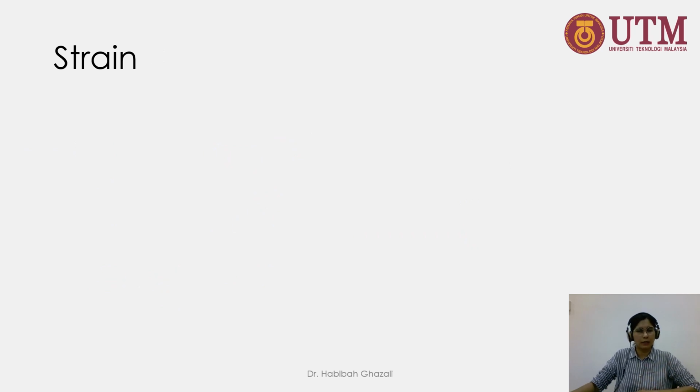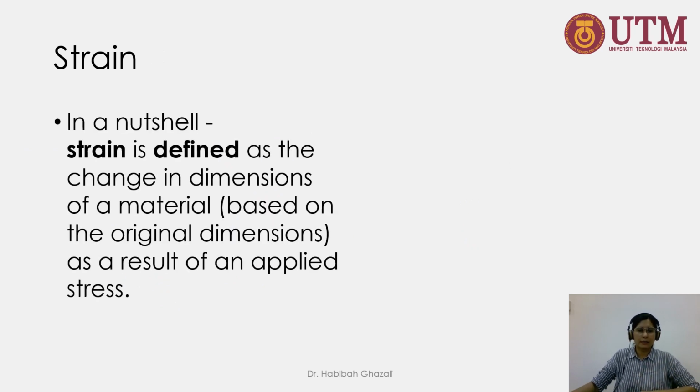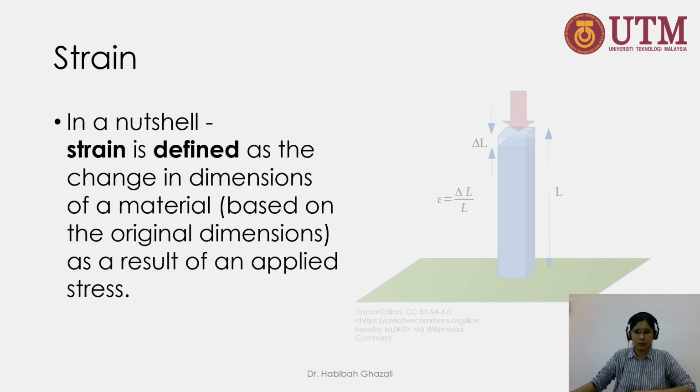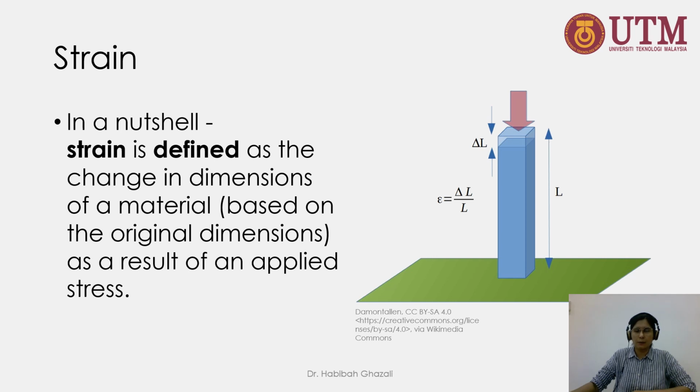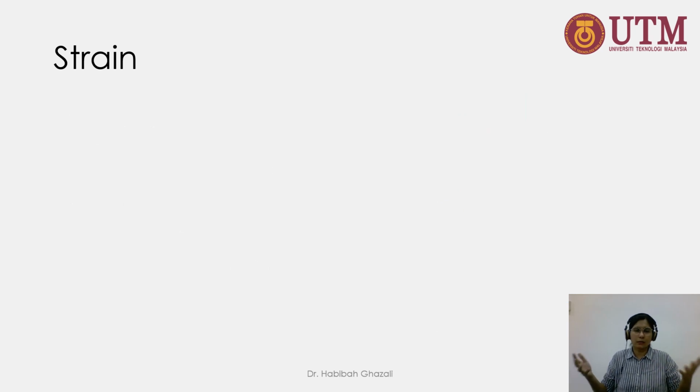Now let's look into strain. So strain is defined as the change in dimension of a material based on its original dimension as a result of an applied stress. If we have the same beam here and we applied compression load here, it will deform this beam, and strain is defined as this change in length here divided by its original length.